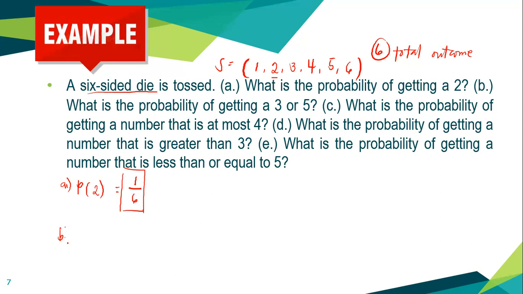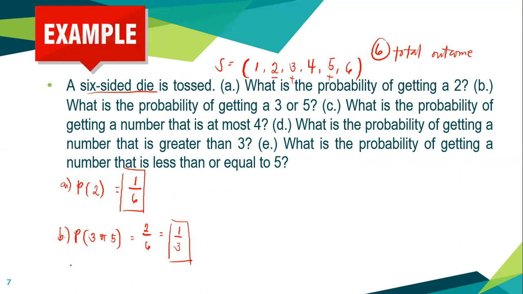How about letter B? Probability of getting 3 or 5. Ilan ang 3? We have 1. Tama? Ilan ang 5? Isa din. Therefore, getting 3 or 5, we have 2 over 6. Okay? Meron pa pala siyang lowest form. Huwag kakalimutan, if your answer ay pwede pang i-simplify, i-simplify nyo siya. So this is also equal to 1/3. So that is your answer.